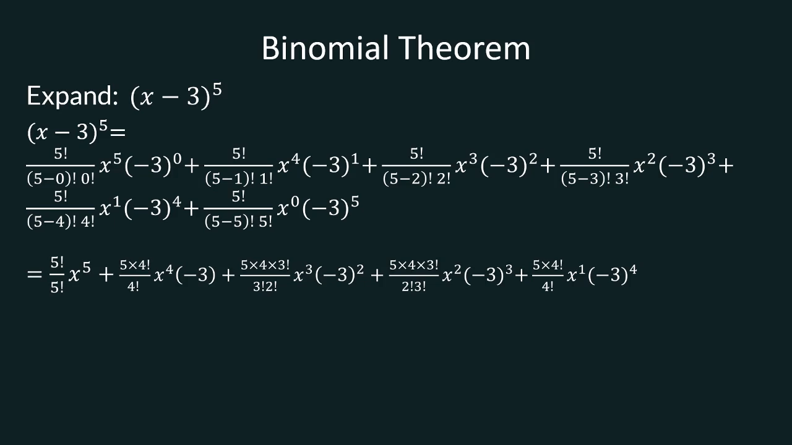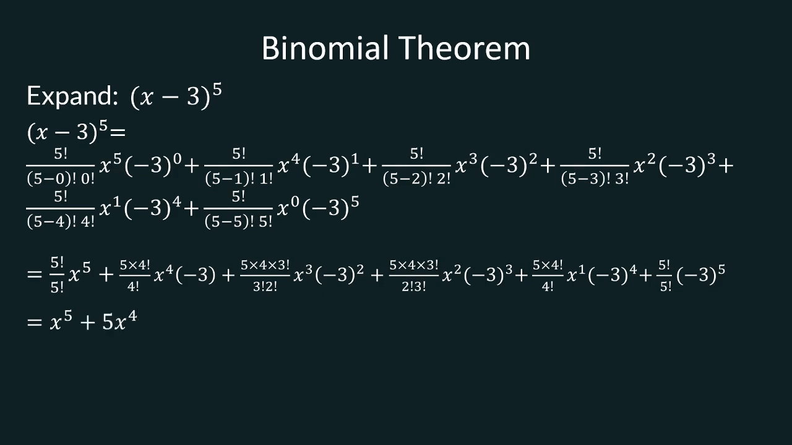and the x exponent reduces from 2 to 1, and negative 3's power becomes 4, plus 5 factorial divided by 5 factorial, because 5 minus 5 is 0, and 0 factorial is 1. 1 times 5 factorial is still 5 factorial. Let's move on to the next step. So 5 factorial cancels out 5 factorial. So we are just left with x raised to the power 5.